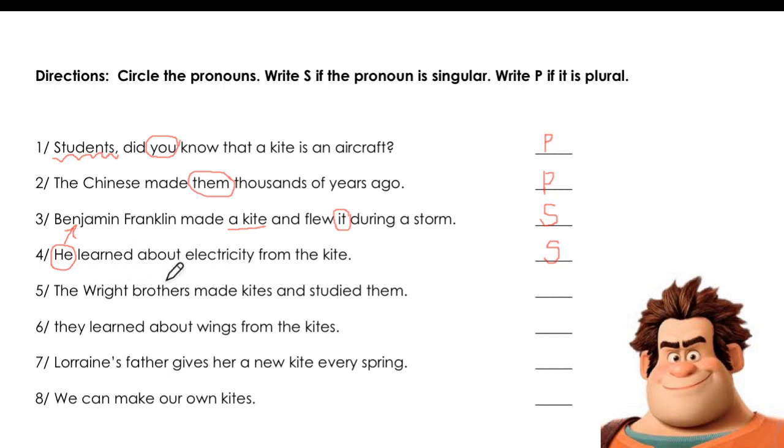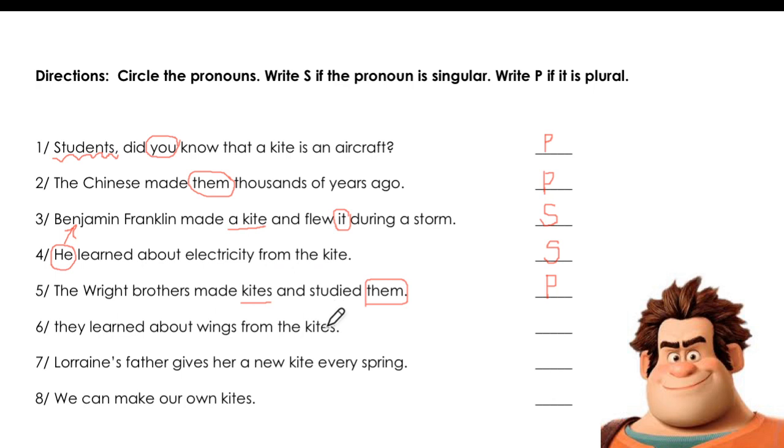The Wright brothers made kites and studied them. Where is the pronoun? Them. Is it singular or is it plural, them? We had them before and we know that it is plural because we talked about the kites. They made the kites and they studied the kites. They studied them, kites. They learned about wings from the kites.